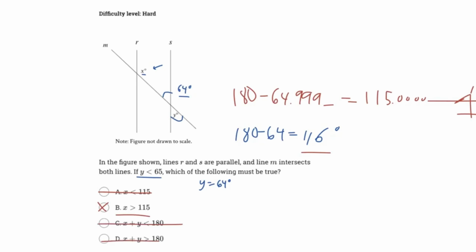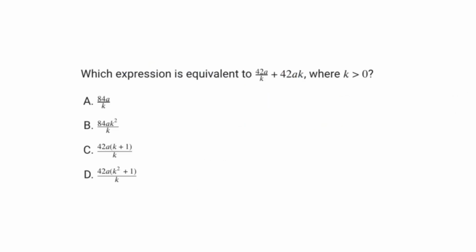Which expression is equivalent to 42a over k plus 42ak, where k is a value greater than 0, and we get all these answer choices. Alright, so what we're going to do here is pretty much just try and simplify this into its simplest form, essentially. So we get 42a, oh wait, actually, let me backtrack. So you get 42a over k, right? And we get 42ak over 1, let's say. And now what we can do is actually find the common denominator here.